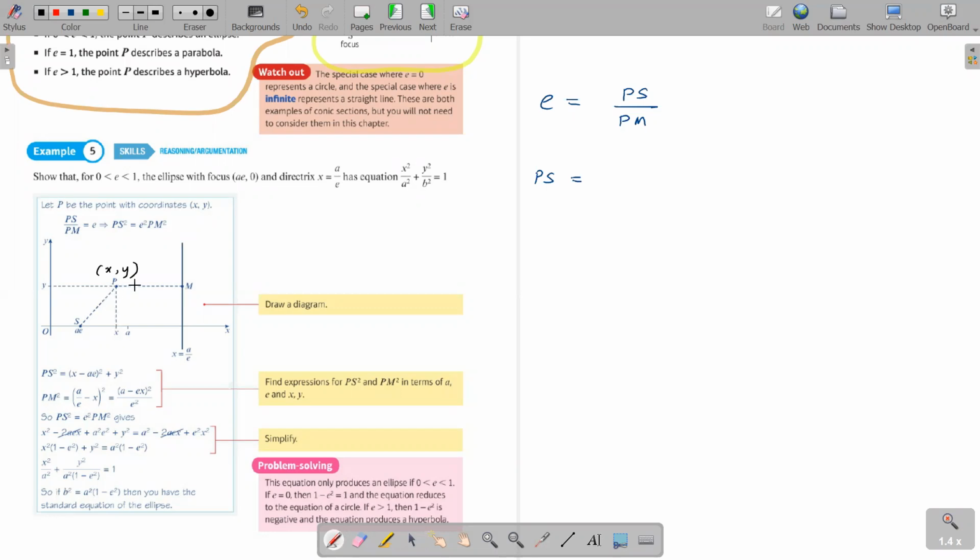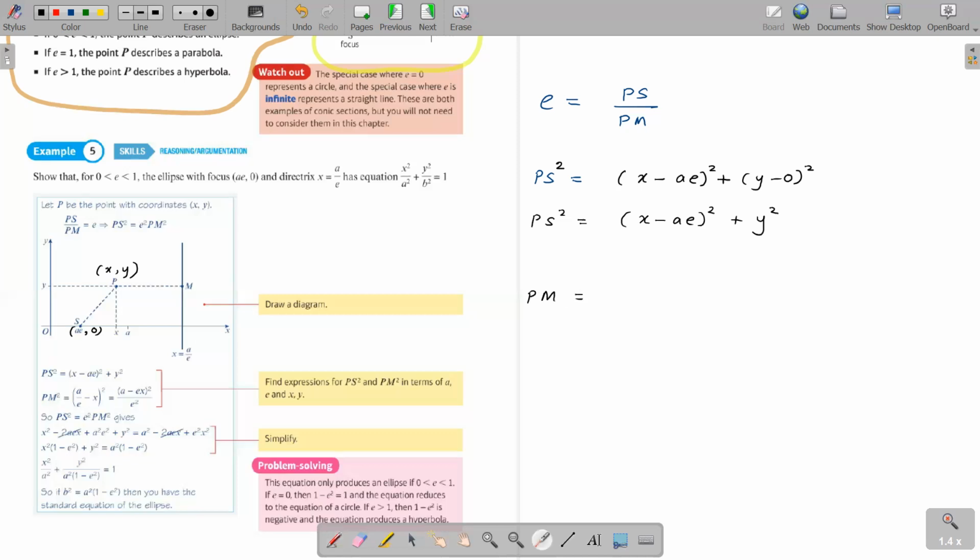So you can see the P coordinate is x comma y, S coordinate is AE comma 0, right? Okay, then x1 minus x2, so x minus AE squared plus the other one is y minus 0 squared. Square root, or I could say this is basically PS squared. So PS squared, if I write it again, is (x minus AE) squared plus y squared. Okay, now do the same thing for PM. Get me the PM distance.